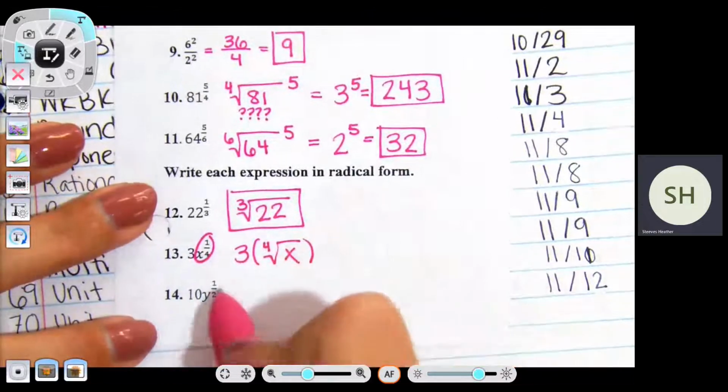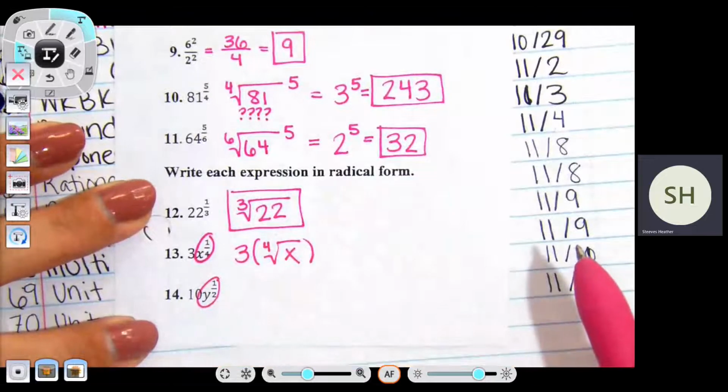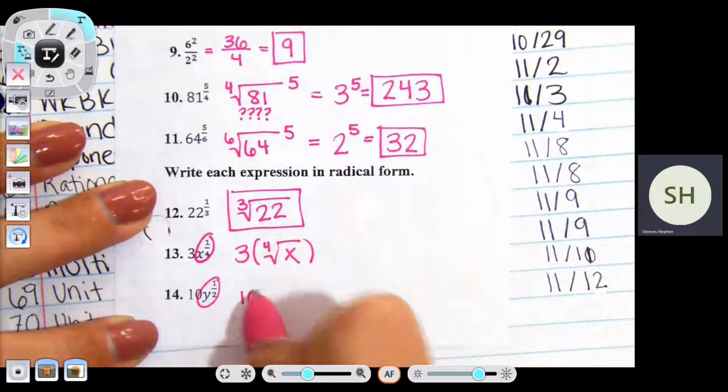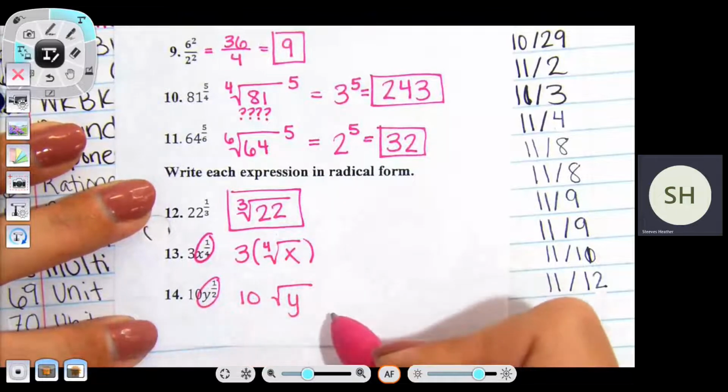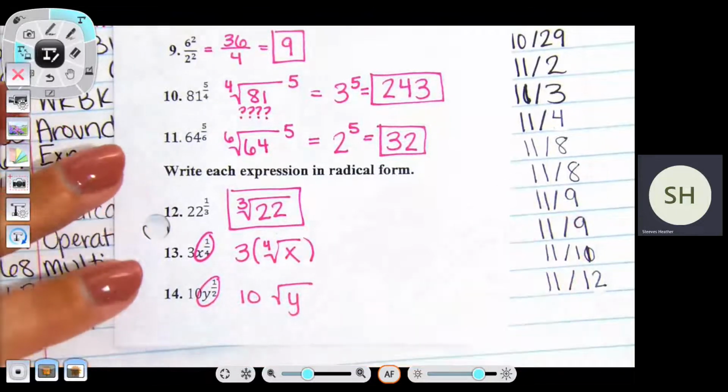Same thing with 14. The y is the only thing with that 1/2 power. So 10's out front, square root of y. You could use parentheses like I did here or no parentheses. Either way is perfectly fine.